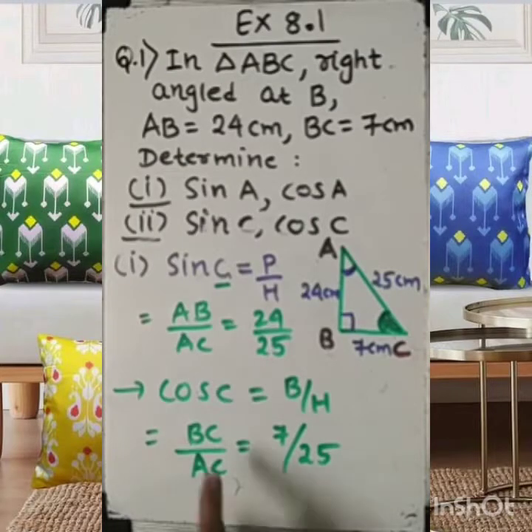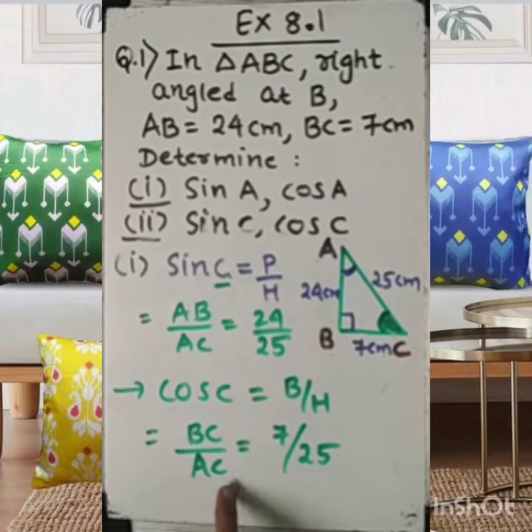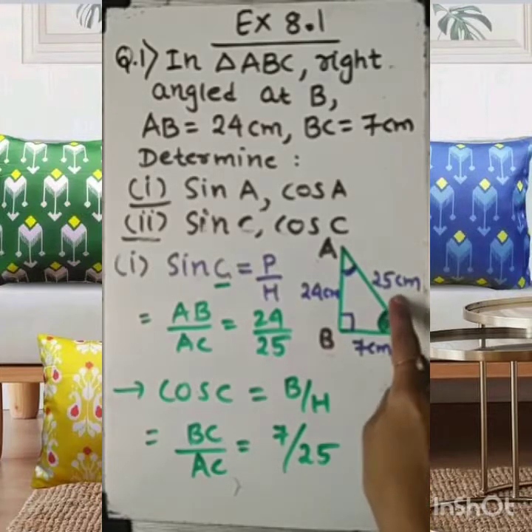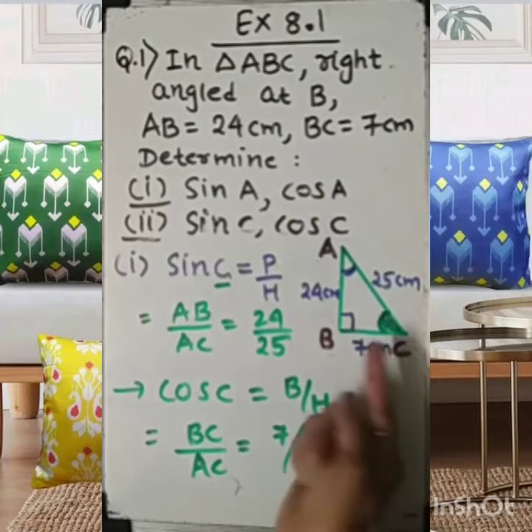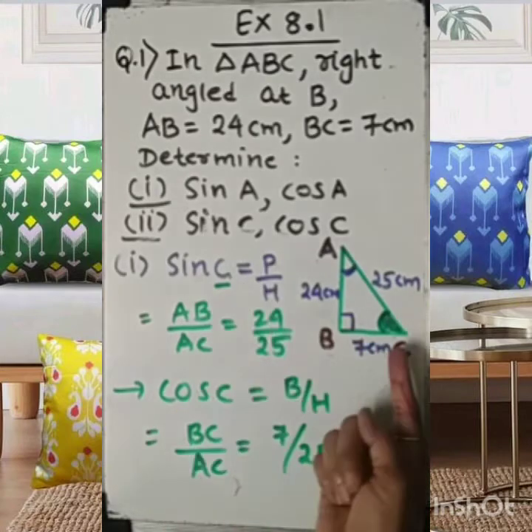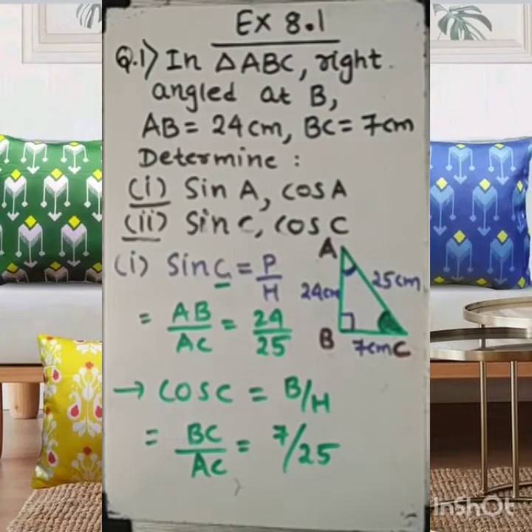Again I am explaining here, cos C equal to B by H, that is BC upon AC, that is 7 by 25. This is the complete solution of the first question, which is quite easy and interesting also. Clear to you? First step, we applied the Pythagoras theorem and found the third side, and then simply by changing the angle, as I already gave you the idea and clue, put the values in. Very simple, very easy.